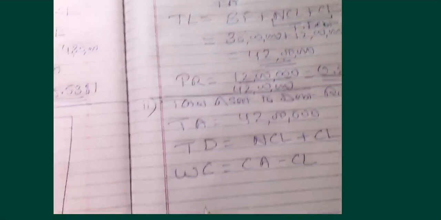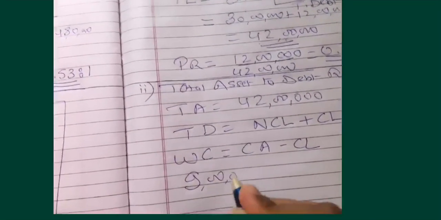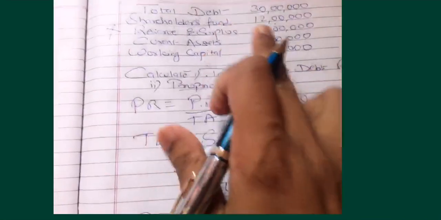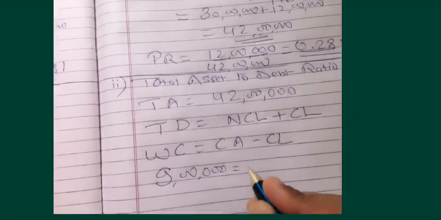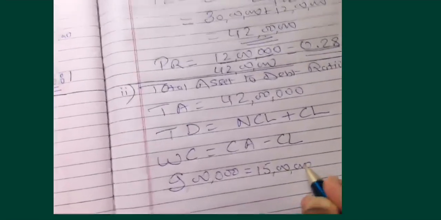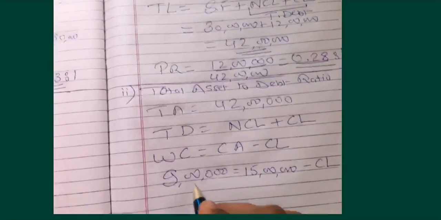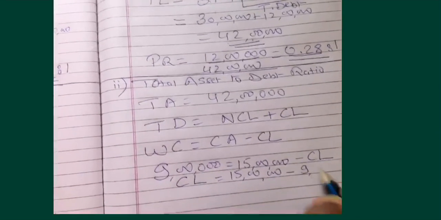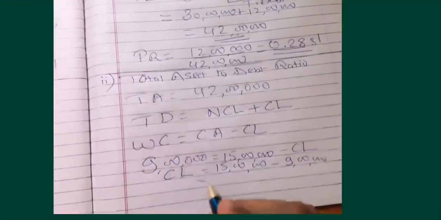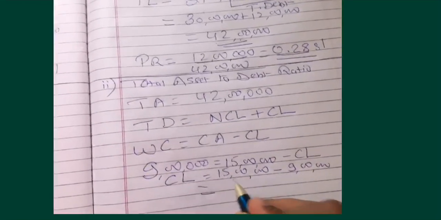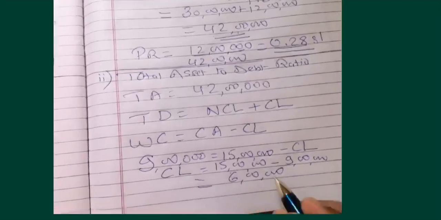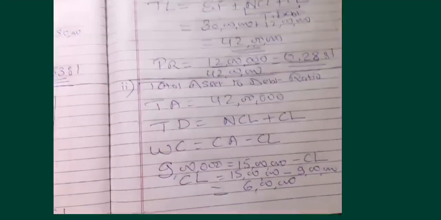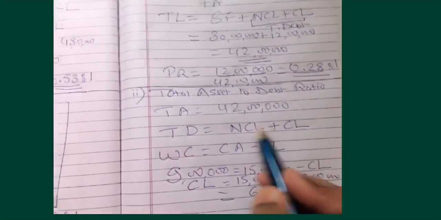So working capital is equal to CA minus CL. Working capital is given as 9 lakh, and current assets is 15 lakh. So 15 lakh minus current liability equals 9 lakh. Shifting the current liability to that side, this 9 lakh transfers to the other side and becomes negative. So the value of current liability is 6 lakh.